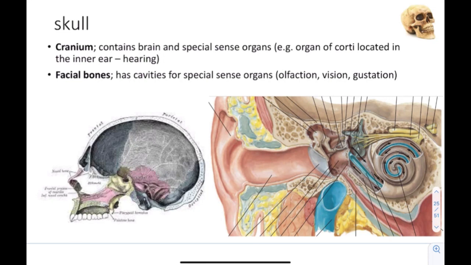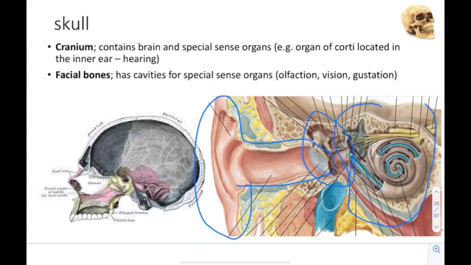Okay, so the cranium contains the brain and special sense organs. For example, the organ of Corti located in the inner ear. So here we have the external ear, and then here in the middle we have the middle ear. And then in the inner ear, we have two structures, the cochlea, which is responsible for hearing, and the vestibule, which is important in balance. In the cochlea, there's something called the organ of Corti, and it's very important for hearing.